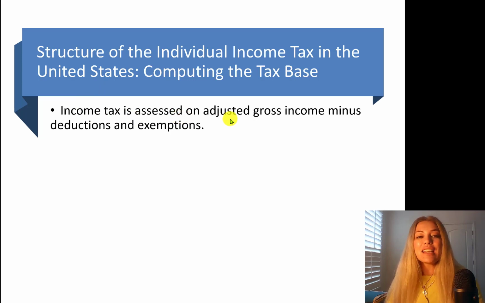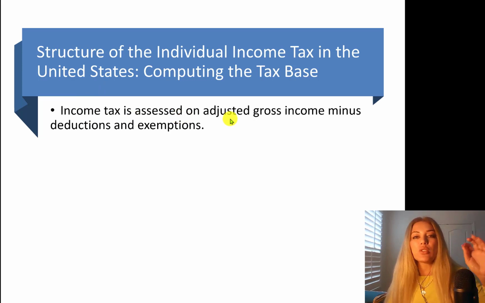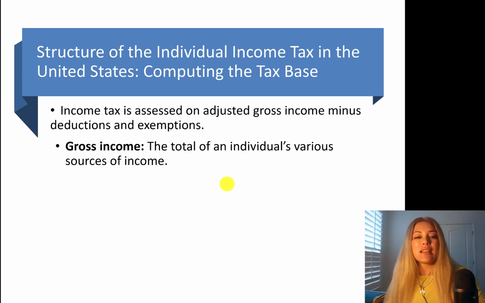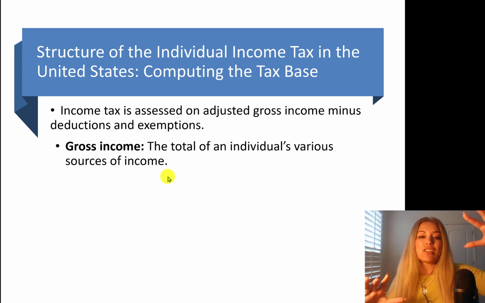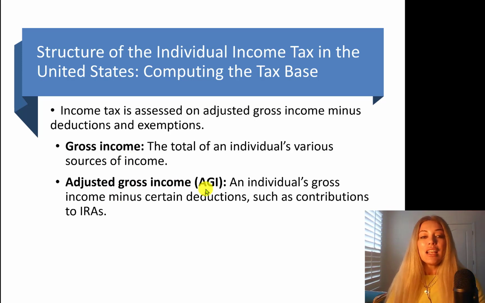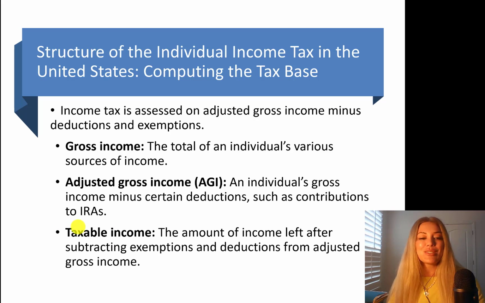Income tax is assessed on adjusted gross income, which is AGI, minus deductions and exemptions. So you have your gross income. This is a total of an individual's various sources of income. So this is my total paycheck, the maximum number. Then you have adjusted gross income, AGI, an individual's gross income minus certain deductions, such as contributions to your retirement and IRAs, 401k, 403b, all that good stuff.